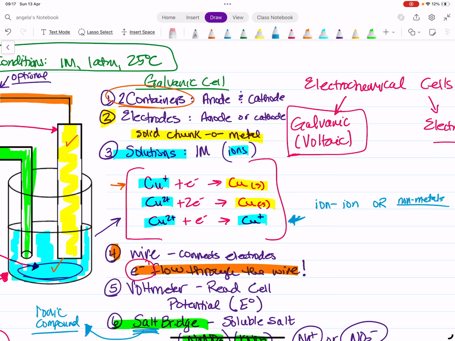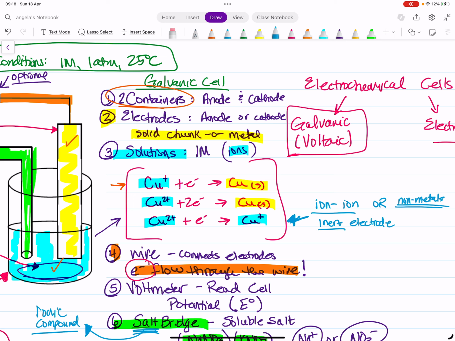So you can split water. You can have half reactions for water. You can have half reactions for like bromine and things like that, which aren't metals. So how do you have a solid chunk of metal? When you have an ion to ion situation, like is shown here with the third copper, or you have a non-metal half reaction, then you have to use what we call an inert electrode.